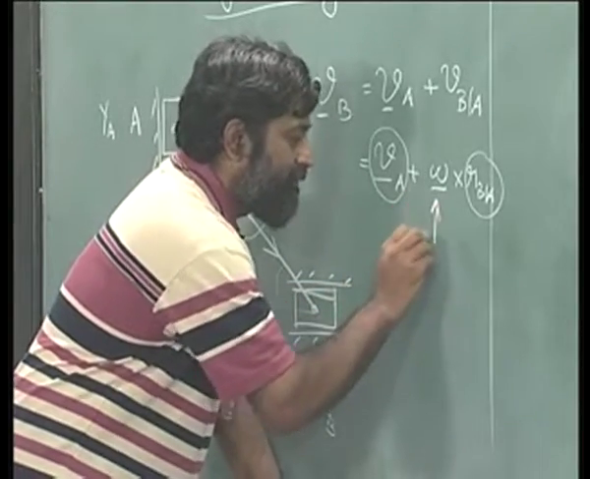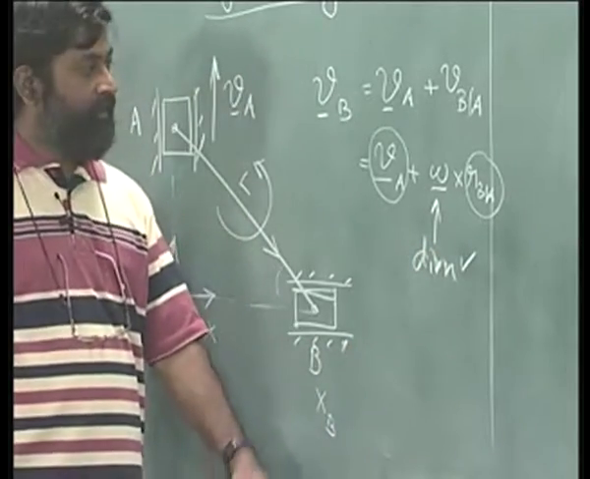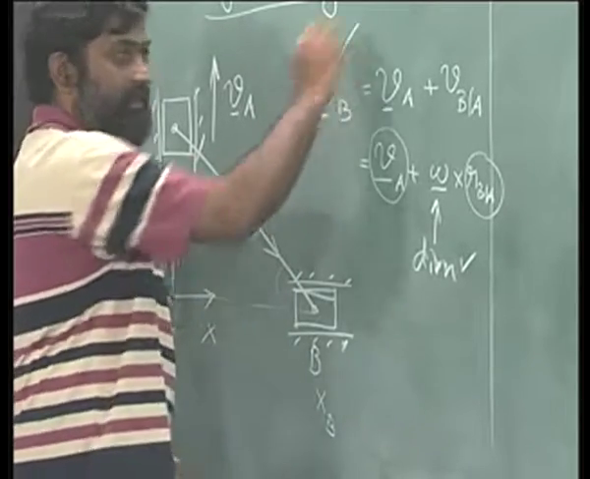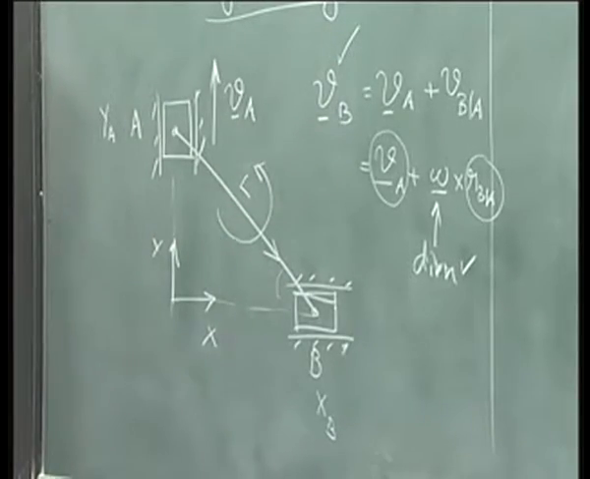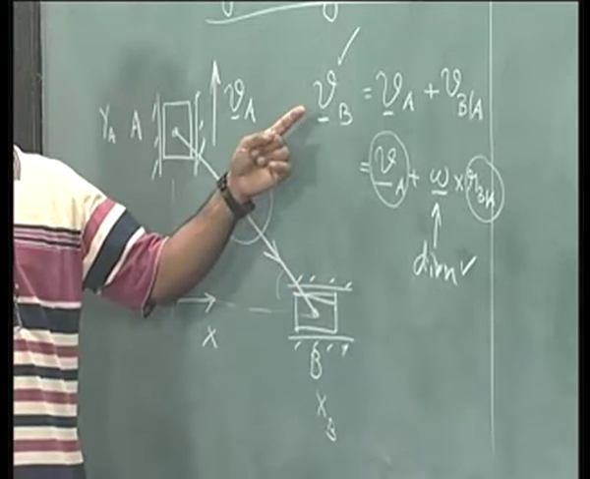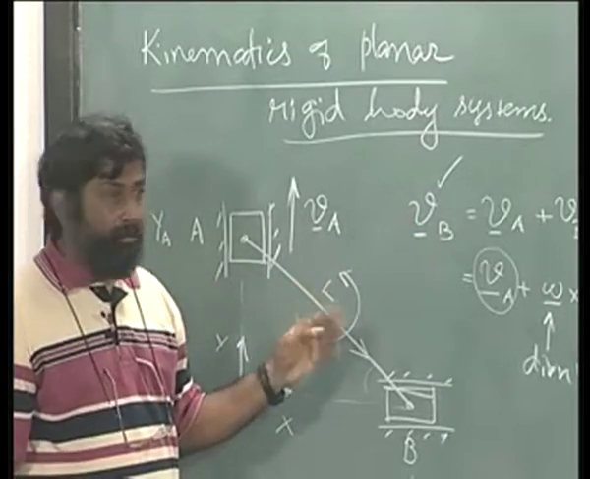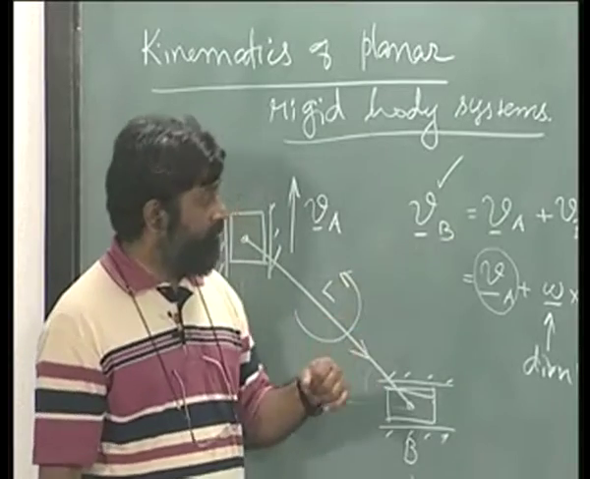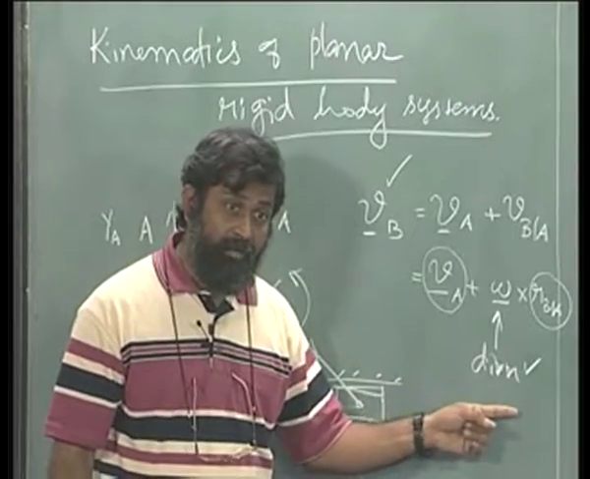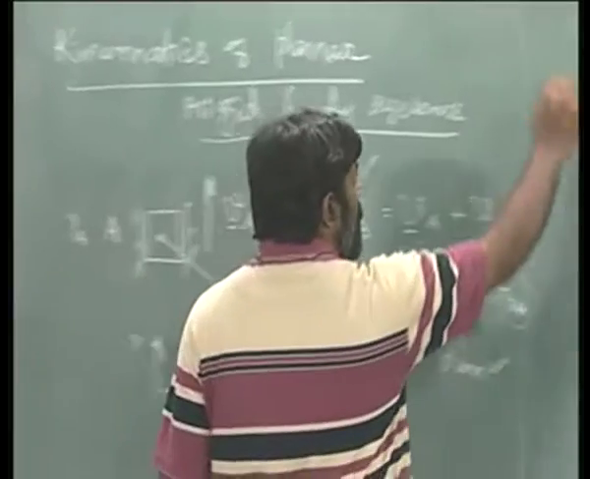We know the direction of this. Do we know the direction of this? The answer is yes, we know the direction of this. Do we know the velocity of this? Answer is no. So, we do not know the velocity of this, we do not know the speed of B, we know the direction of velocity of B, we know the direction of angular speed, but we do not know the angular speed. How many unknowns are there? Two unknowns.